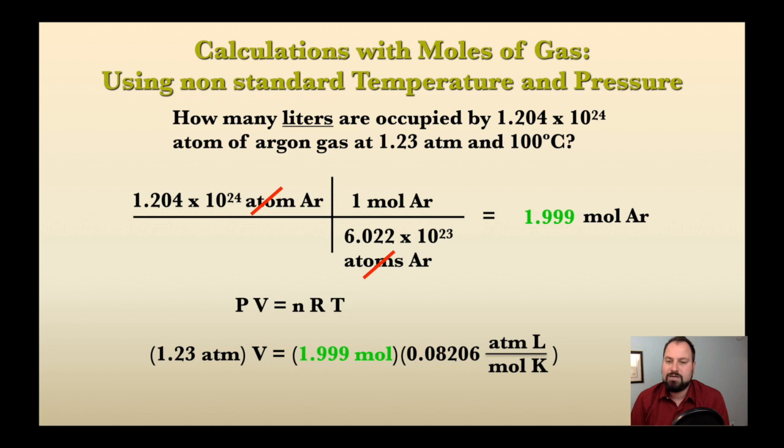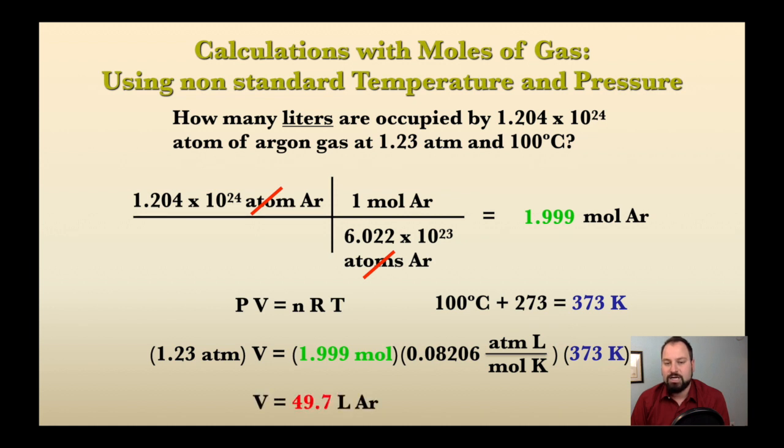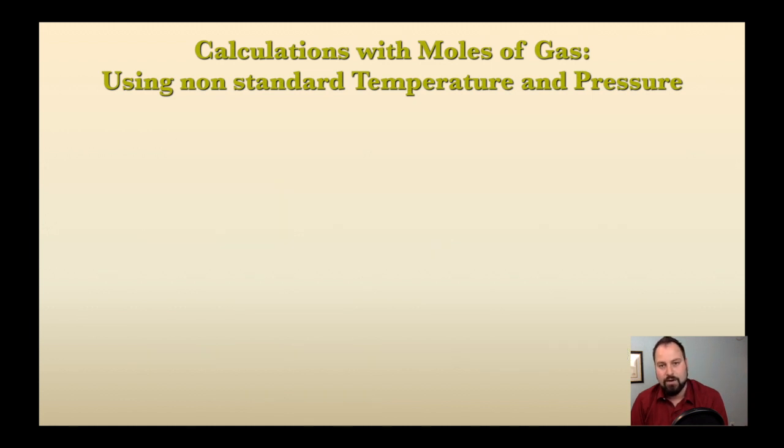But I didn't put in temperature. Why? Because temperature has to be in Kelvin. Well, ours is in Celsius, which means we have to convert it first. So 100 Celsius plus 273 equals 373. We'll put that in. A little bit of plug and chug, and what we get out from that is 49.7 liters of argon.